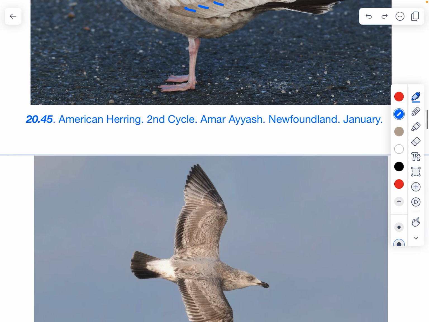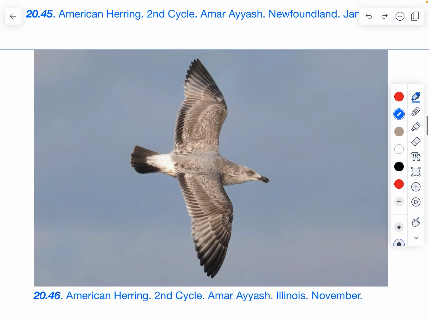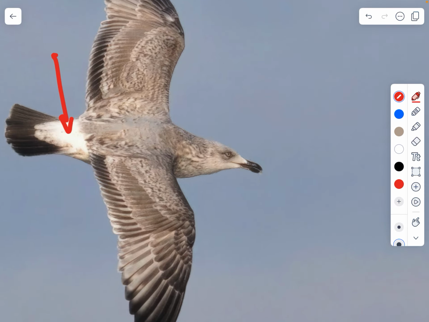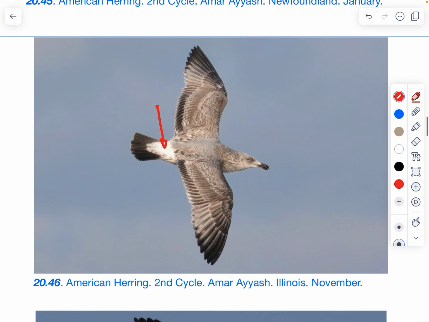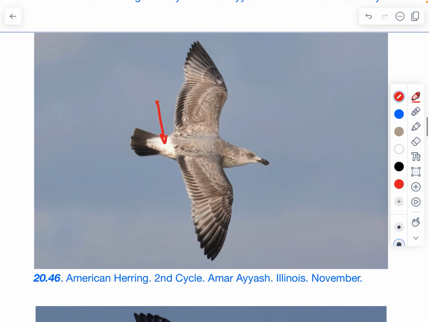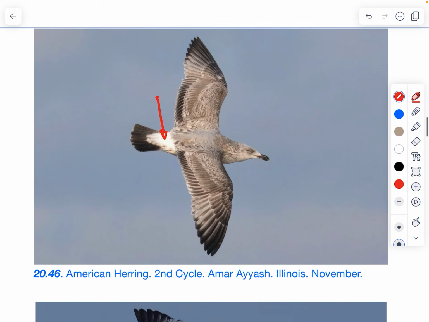Okay, so in flight, a bird like this might appear very muted and plain on the upper parts. In November, I'm noticing the white upper tail coverts here, so that is going to exclude a first cycle. Also, there is a paling iris. I'm not sure if you can make that out, but the subtle gray on the back, the white upper tail coverts, and pale iris here are very good for second cycle.